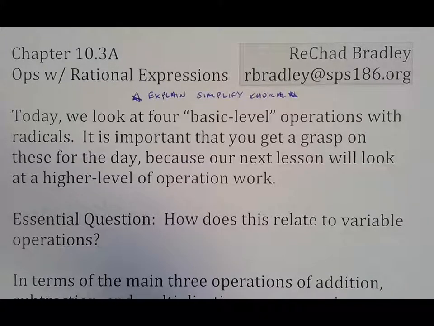Skipping 10.2, we're jumping right into 10.3. I believe this is a three section lesson. So 10.3 A, B, and C, because I need to break it down for you, especially since we're at the end of the year.